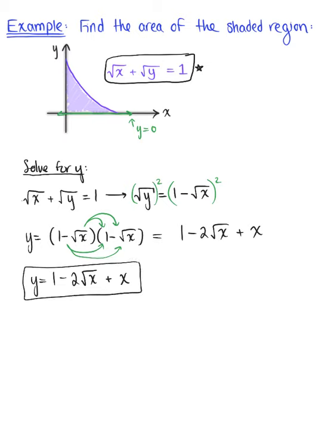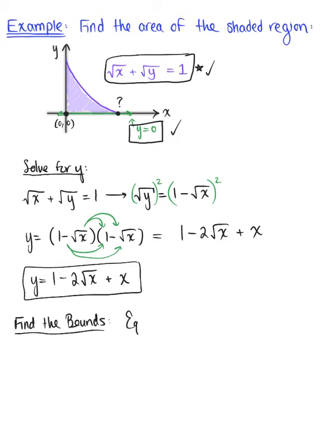And again, our lower bounding curve is the x-axis. We can certainly see here that the right-hand side bound for x is at 0. But what is this left-hand side bound? To find the points where these two curves intersect, we need to equate them and then solve for x. So we need to find the bounds.